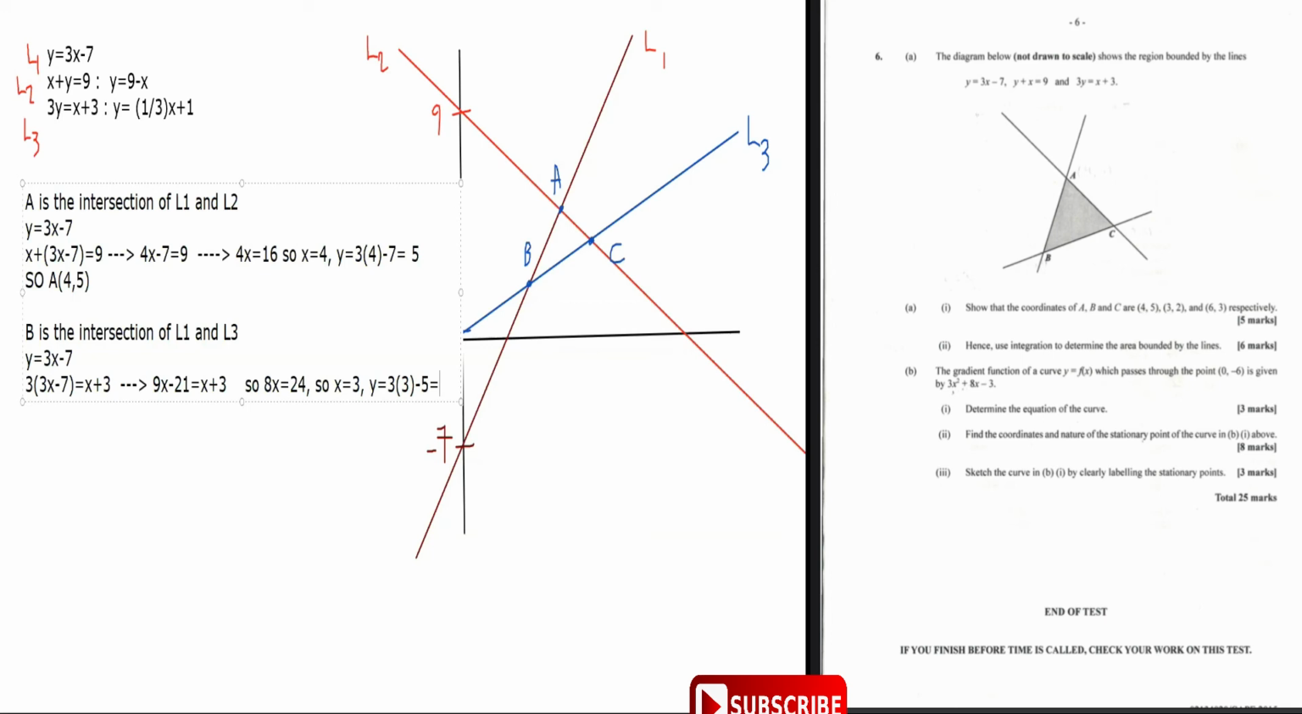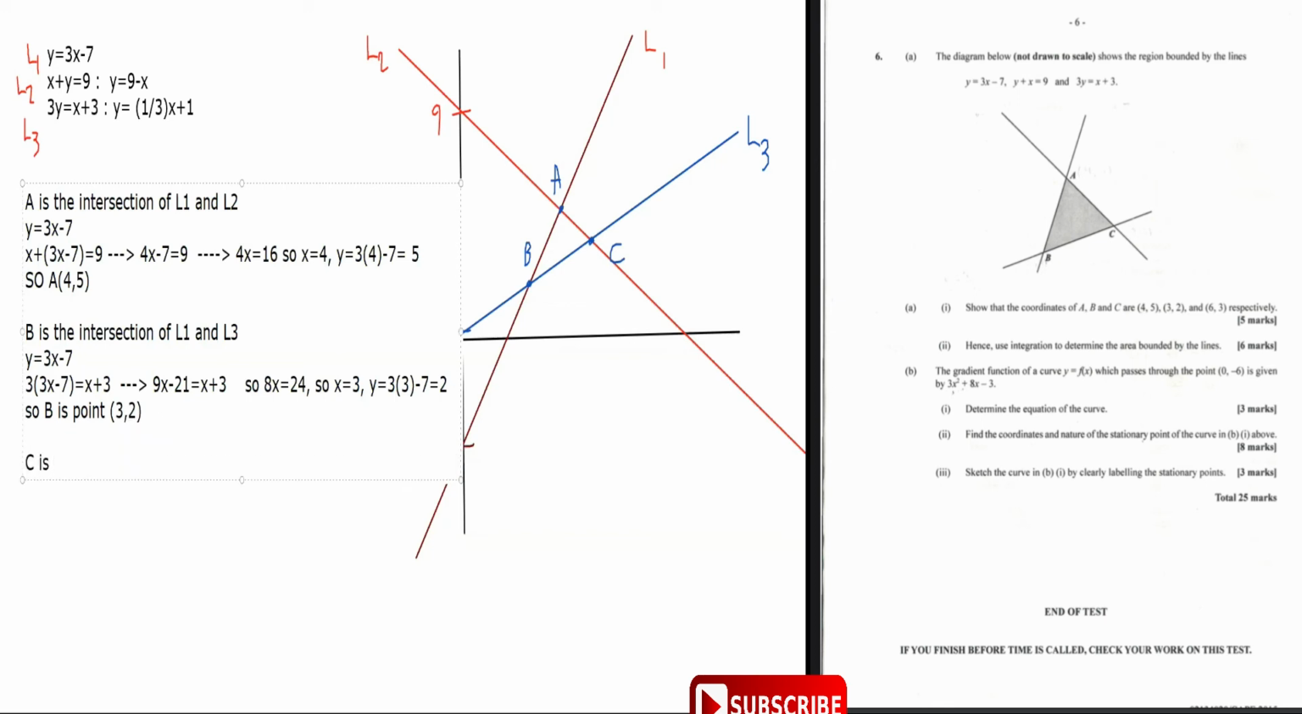Is that right? Did we make any mistake? Because 3 times 3 is 9, 9 minus 5 is 4, but it shouldn't be 4. Let's look. Oh, my apologies, it should be 7, and so that becomes 2. And so now B is the point, what we got for x again, (3, 2).